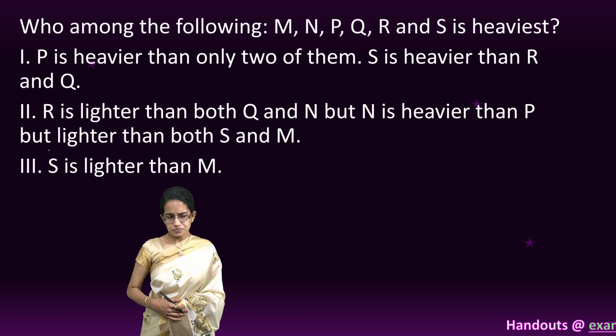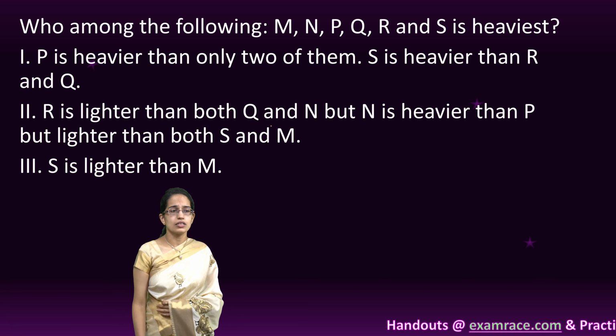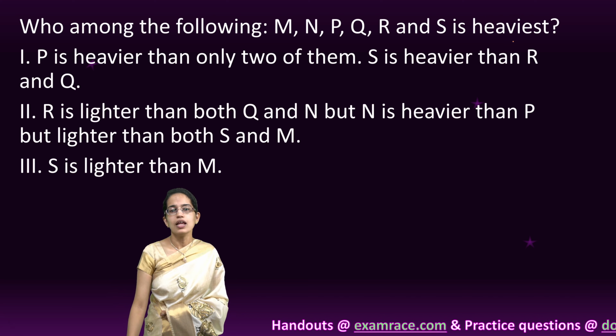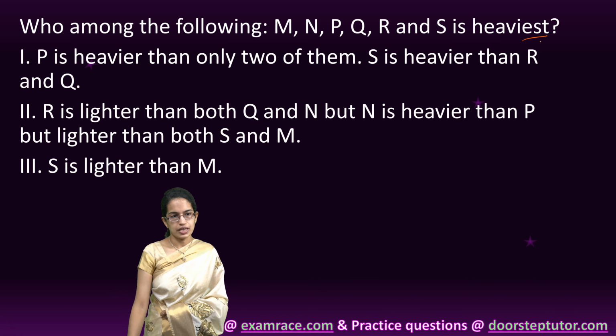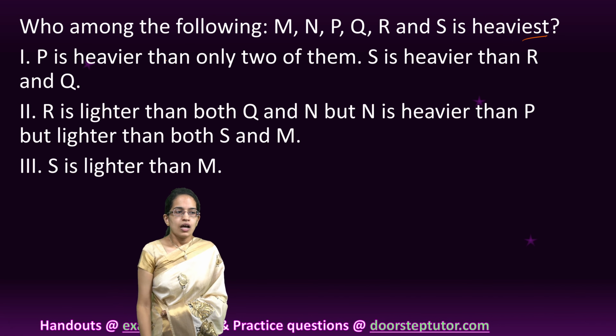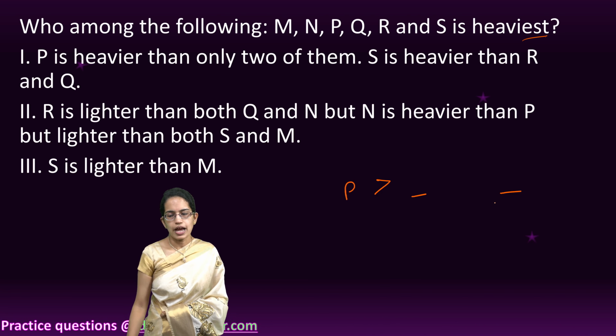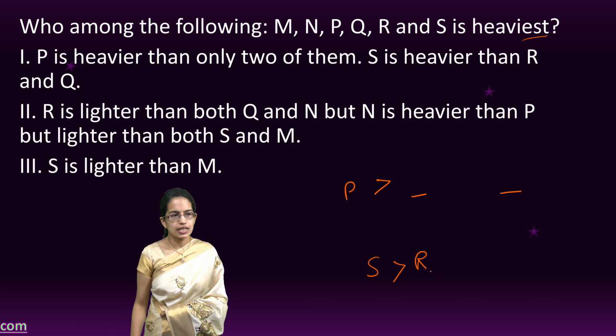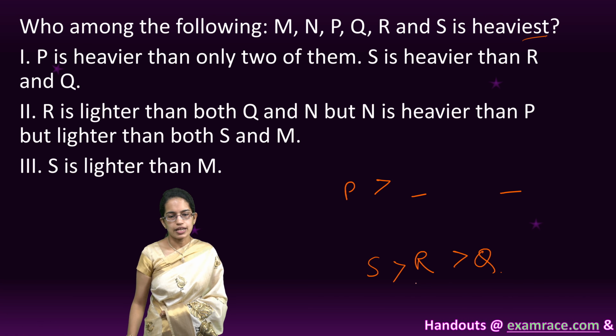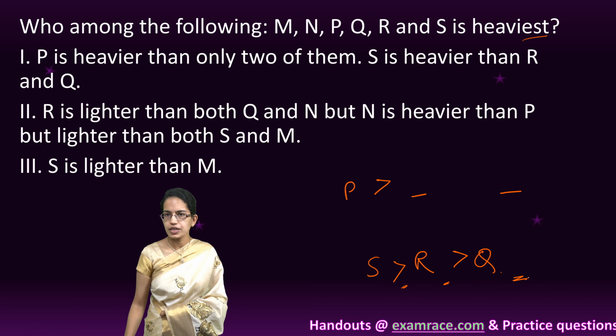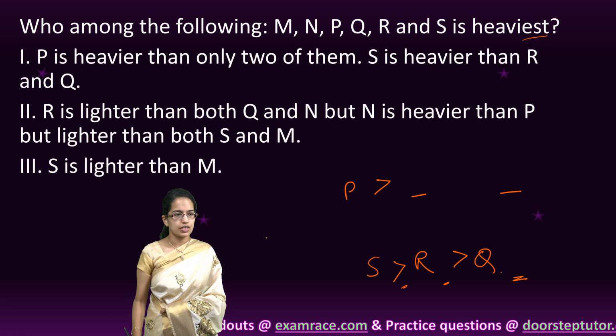Now here first the question says there are 6 people and who is the heaviest. The first statement says P is heavier than 2 of them. I don't know who two. S is heavier than R and Q. So S is heavier than R and Q. There could be people who could be between them, but S is definitely heavier than them.